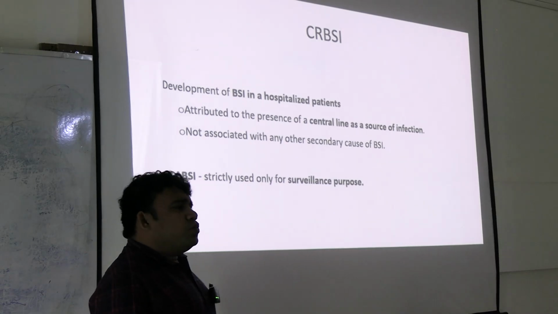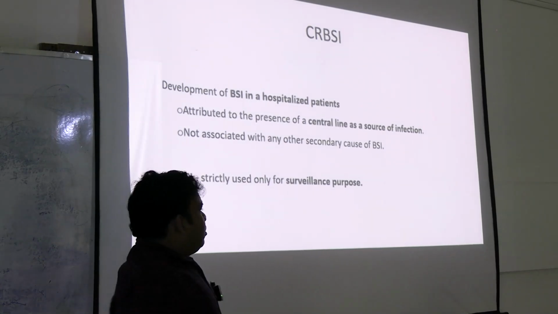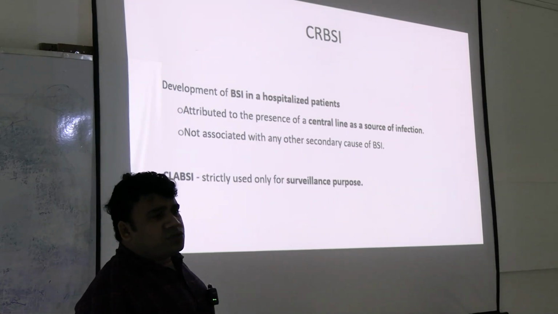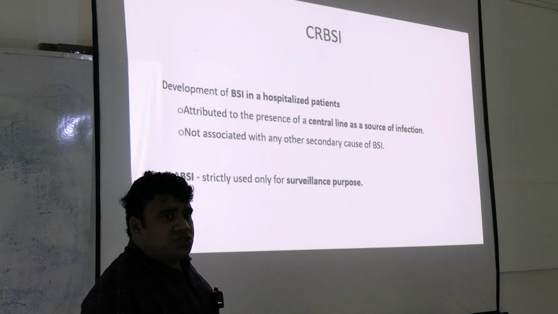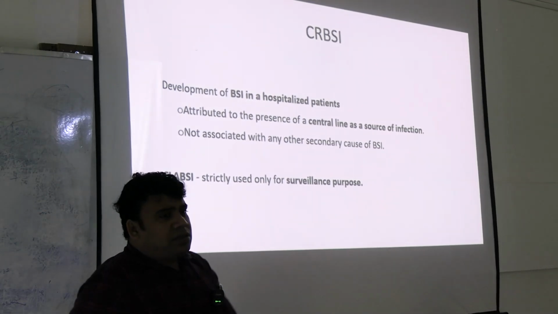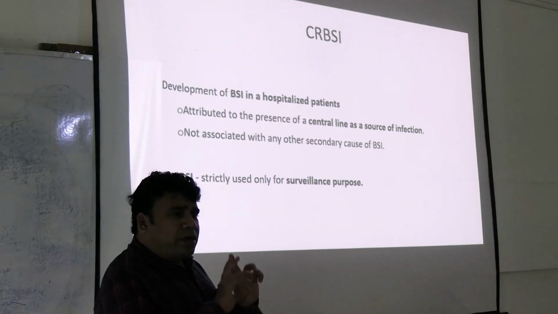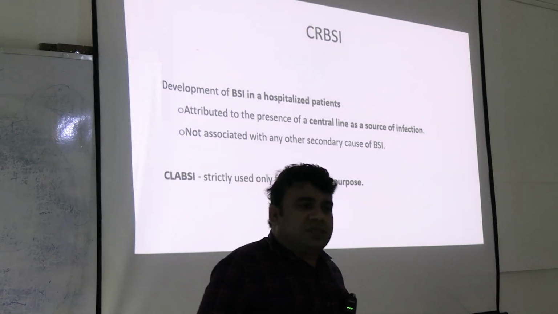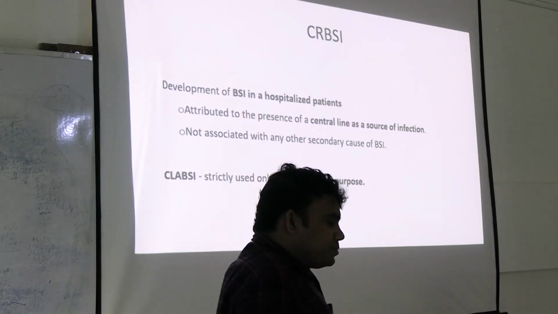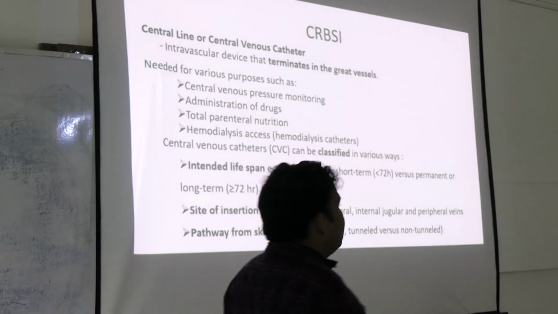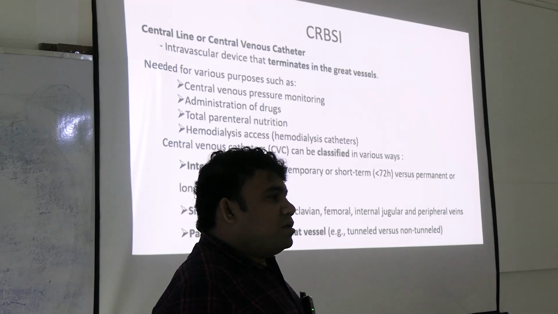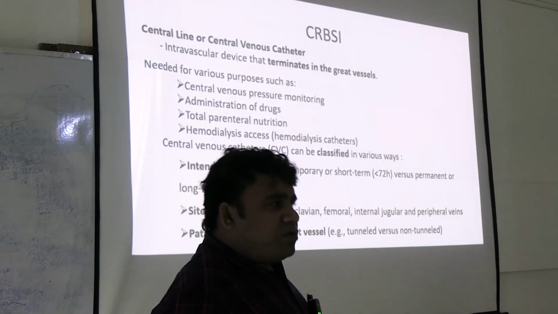There is one more terminology which I will cover later on. It is called CLABSI, central line associated bloodstream infection. Now this definition is used for surveillance purposes. There is a clinical diagnosis and there is surveillance, so don't get confused between them. For clinical diagnosis, the terminology is CRBSI, catheter related bloodstream infection. Now, what is a central catheter? This is a catheter which terminates in the great vessels or the central vessels, and they are called central.